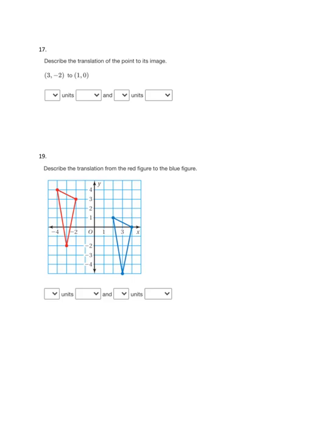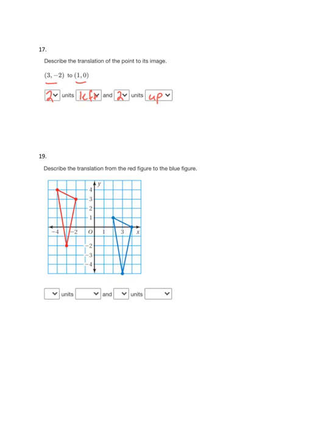All right, next we have 2 points, and we're going to describe the translation from the first point to the second point. So if we look at their x coordinates, we have 3 and then 1. So that's getting 2 smaller. So that would be 2 to the left. And then when we compare our y coordinates, negative 2 going to 0, that's getting 2 bigger. So that would be 2 up based on the y coordinates.